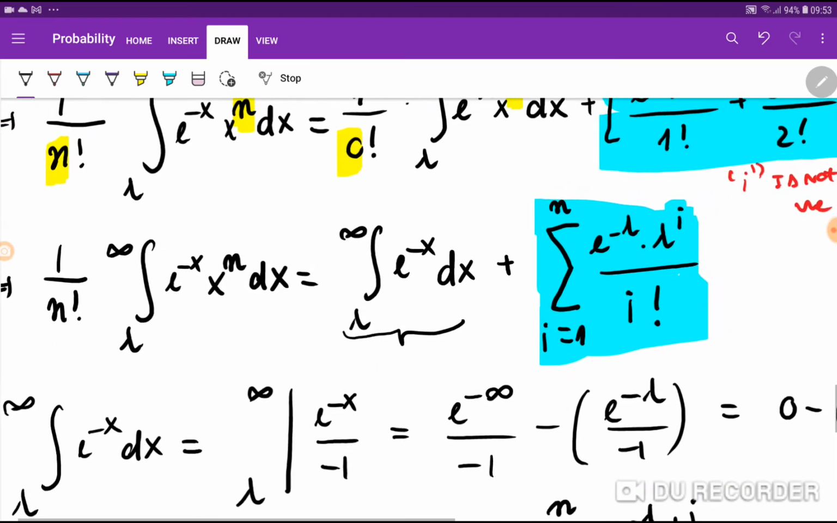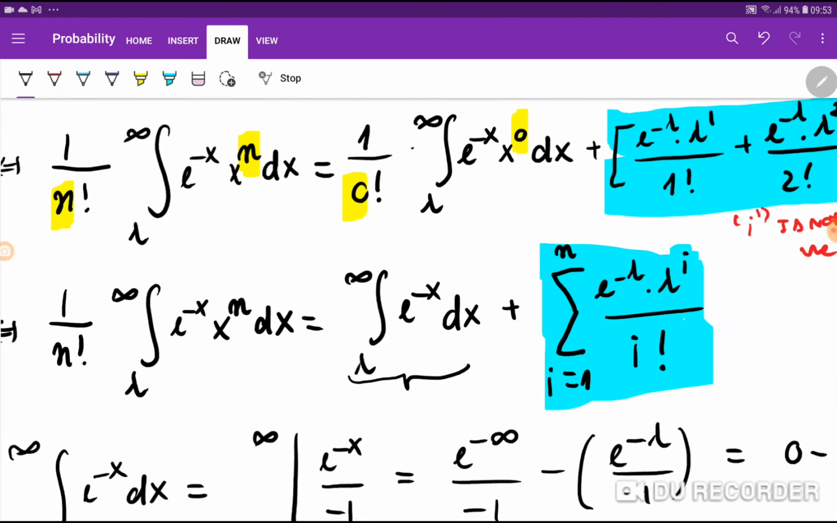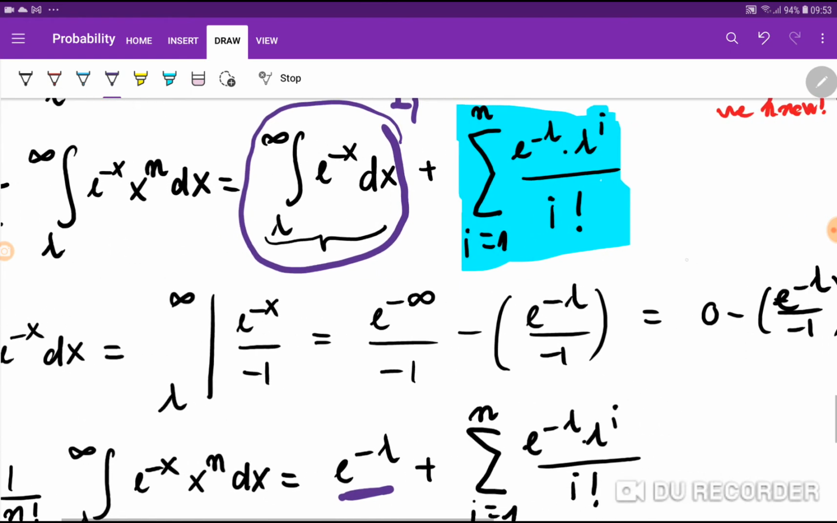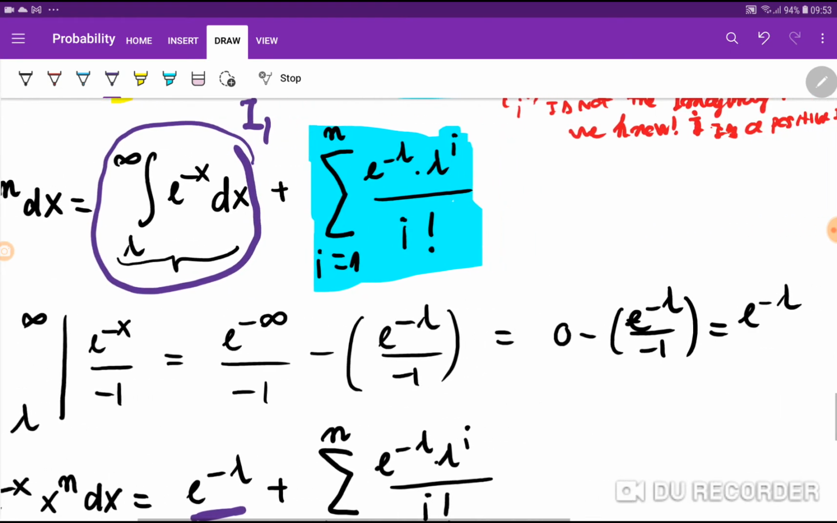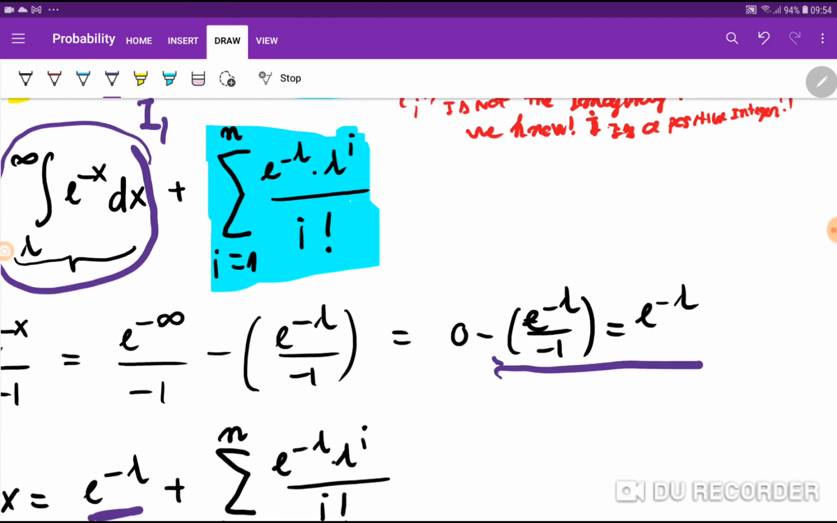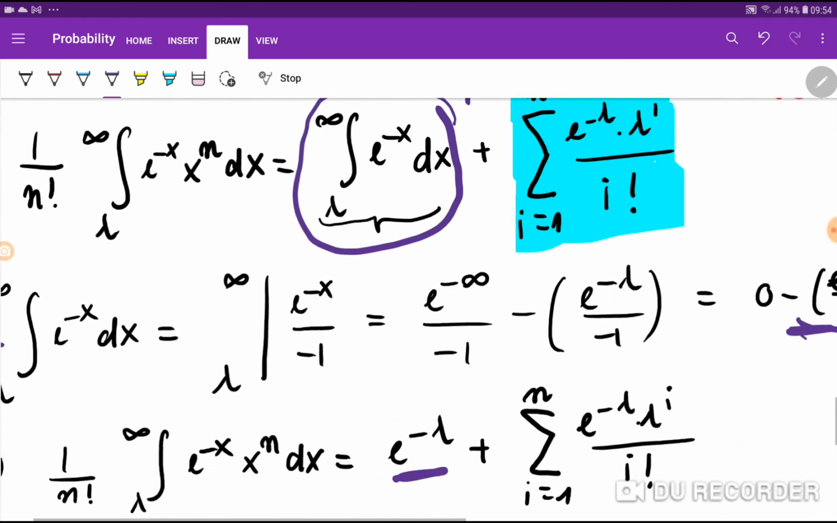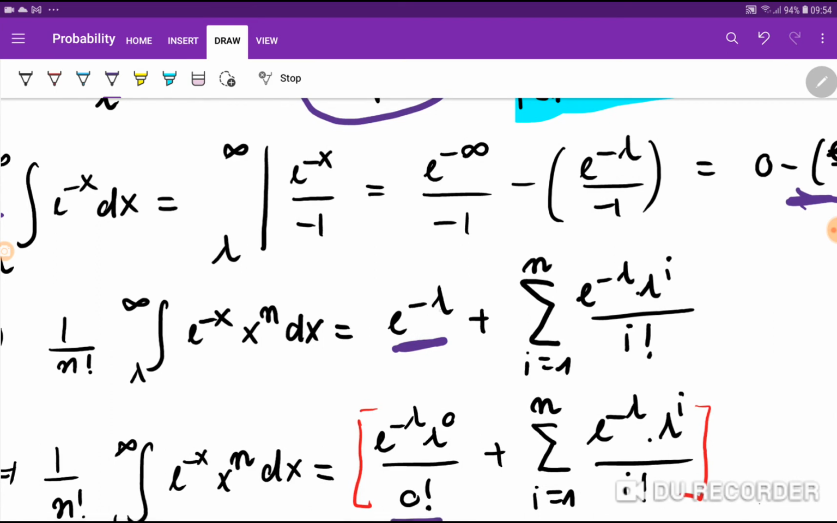So the next step you do is you evaluate the integral. Okay, you evaluate this integral right here. Let me call it I1. I'm going to evaluate I1 right here. Okay, I get e to the power negative lambda. And then I plug it in. I replace I1 with e to the power negative lambda.